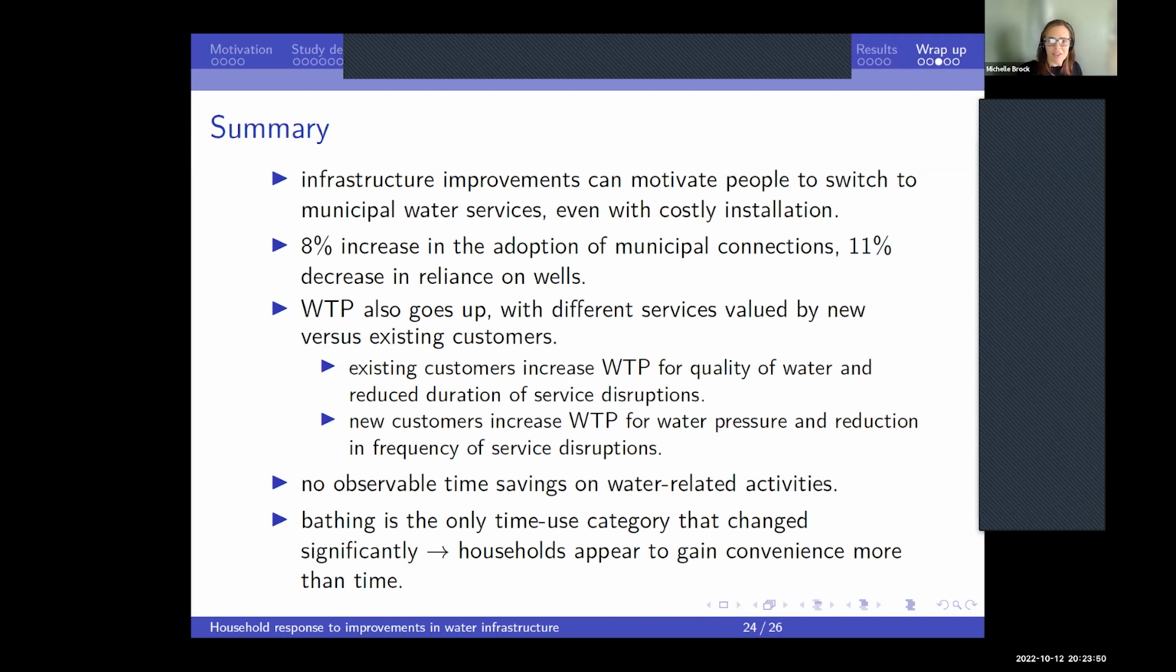Now we look at other things as well as time savings, so we're able to make the point that people are adopting it. Their willingness to pay is going up, but it has nothing to do ostensibly with economic benefits or time savings, possibly just convenience, and people are willing to pay for that.